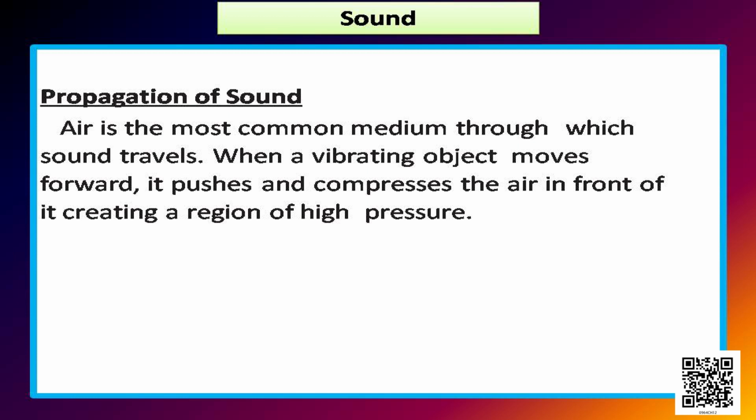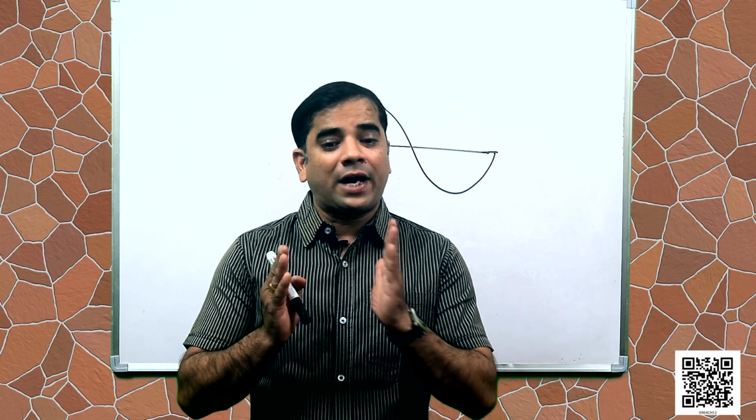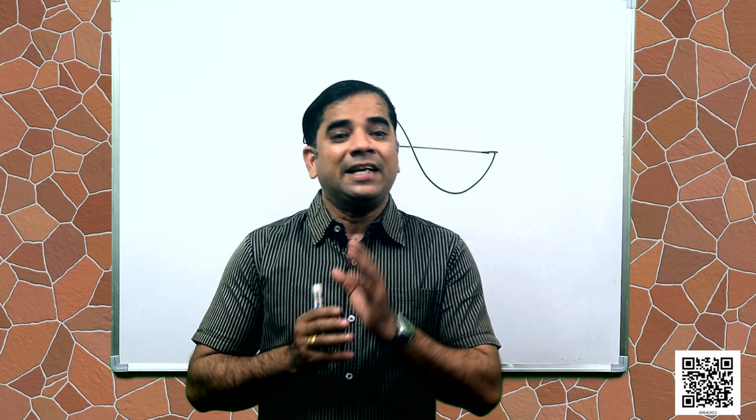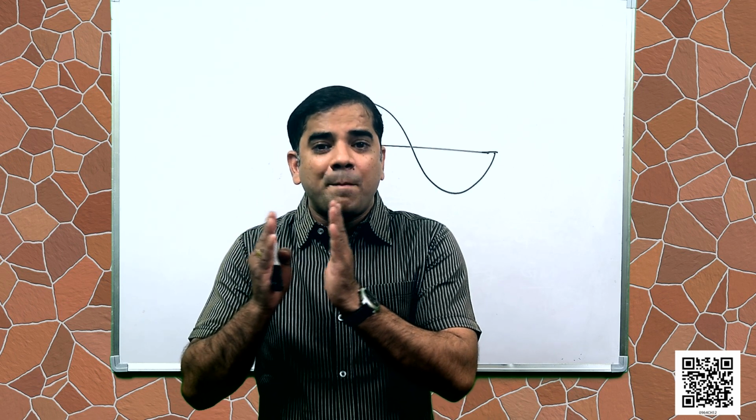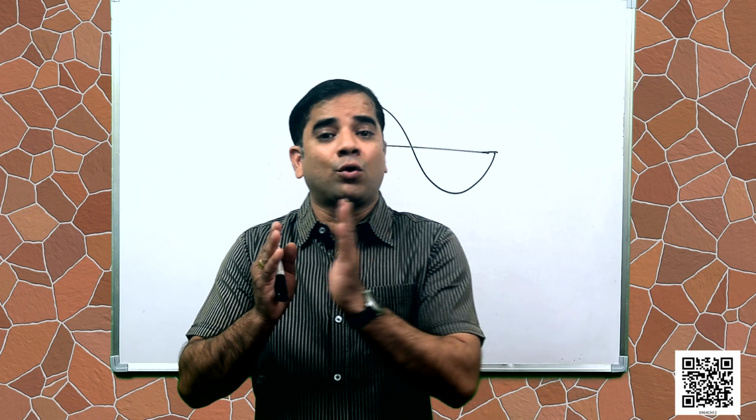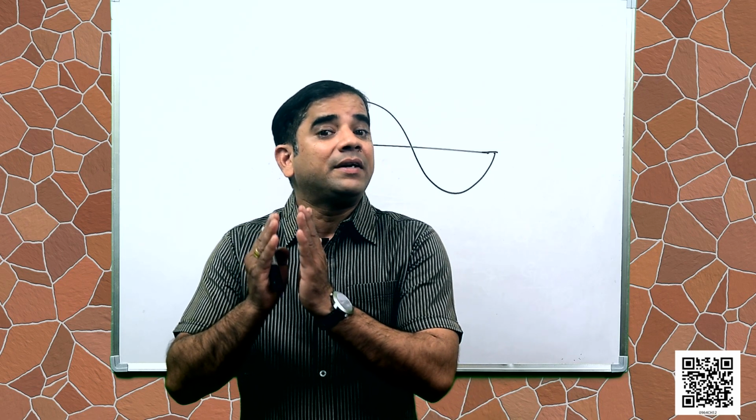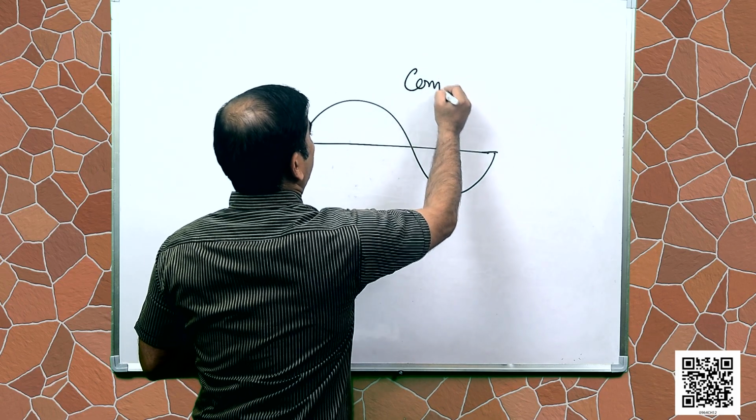Students, air is the most common medium through which sound travels. When a vibrating object moves forward, it pushes and compresses the air in front of it, creating a region of high pressure. That means as the particles move ahead, they leave their initial position and relocate themselves ahead. In the position ahead they create a compression, because the particles from behind come closer and compress the air in front of them. So this region is called a compression, which is denoted by C. Compression.